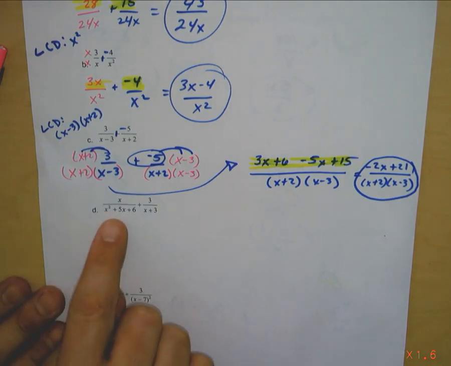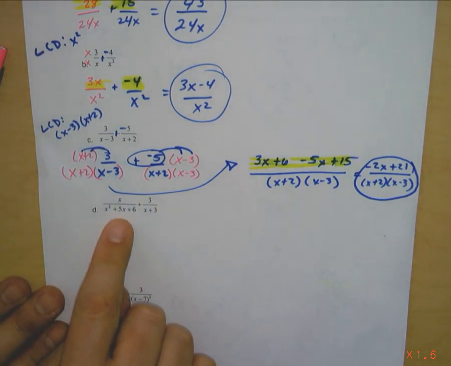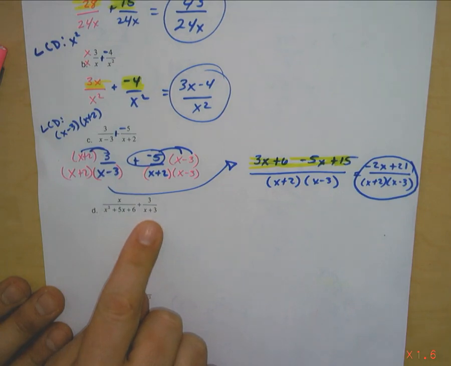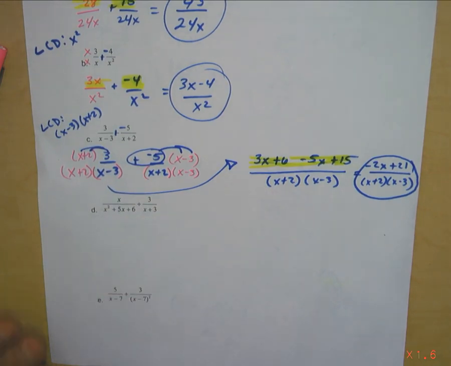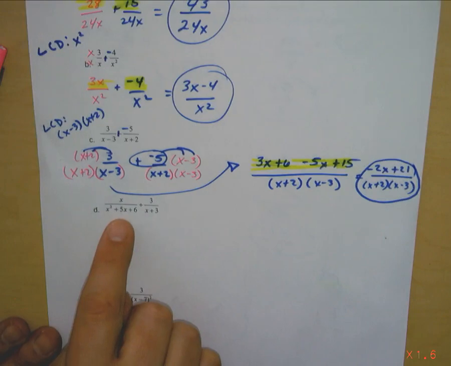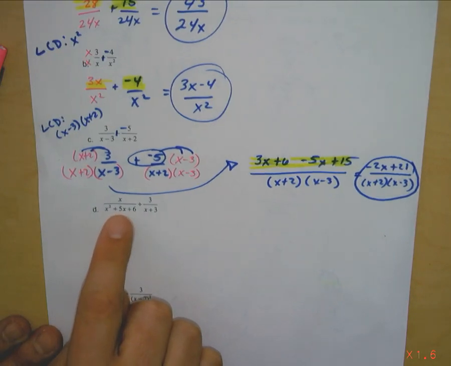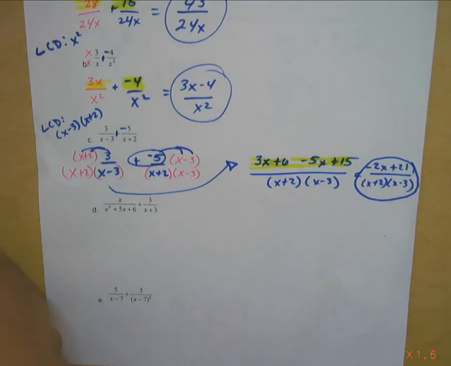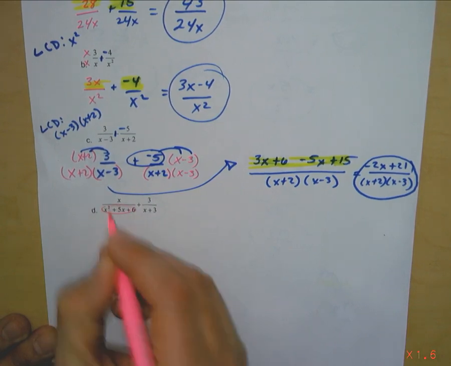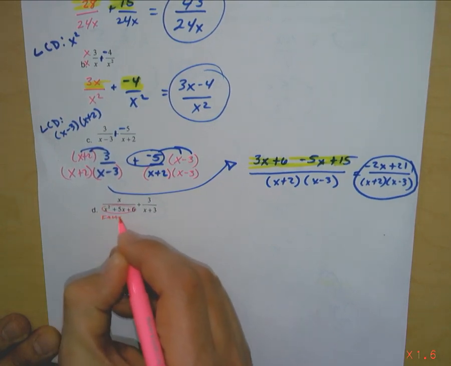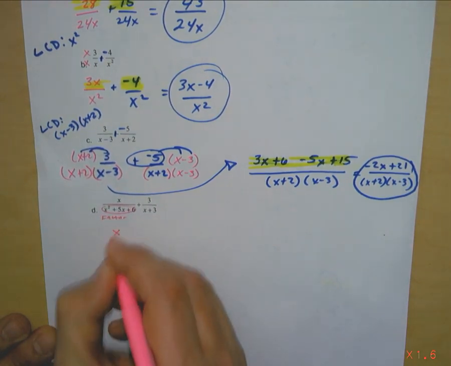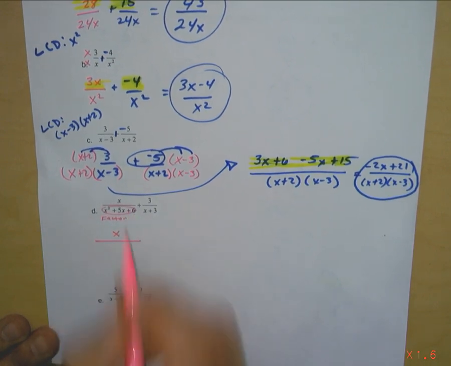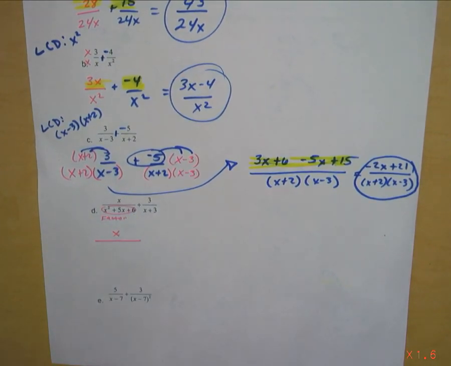Last thing that I see is I've got a trinomial on the bottom and a binomial. If I'm doing an LCD, the first thing I want to do is factor any bottom denominator that I have. So we want to factor this one, so I'm going to rewrite it. What factors of 6 add up to 5? What is that?